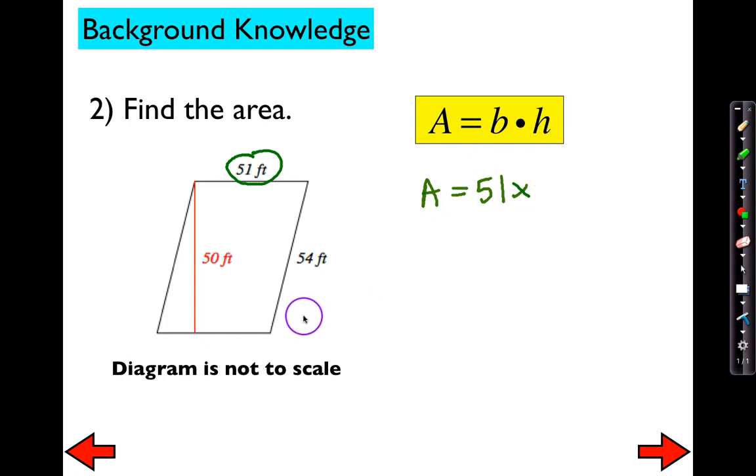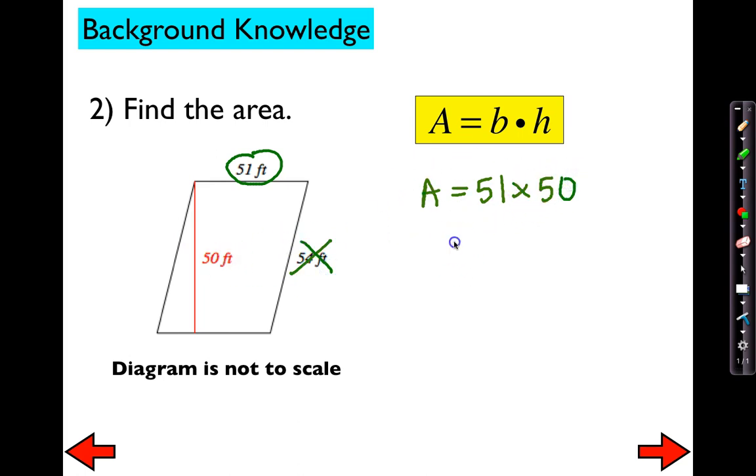Well, be very careful. Let's think. What looks like the height of this shape? Do you think it's the 50 feet or do you think it's the 54 feet? Well, let's think. If I was measuring your height, would you stand up straight or would you lean? What would be a better representation of your height? Well, hopefully you stand up straight. So this would be the height. This is not the height. So we're going to write 50.